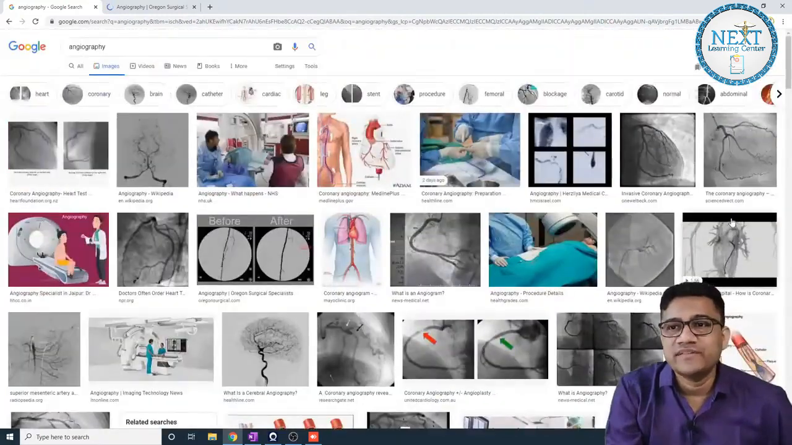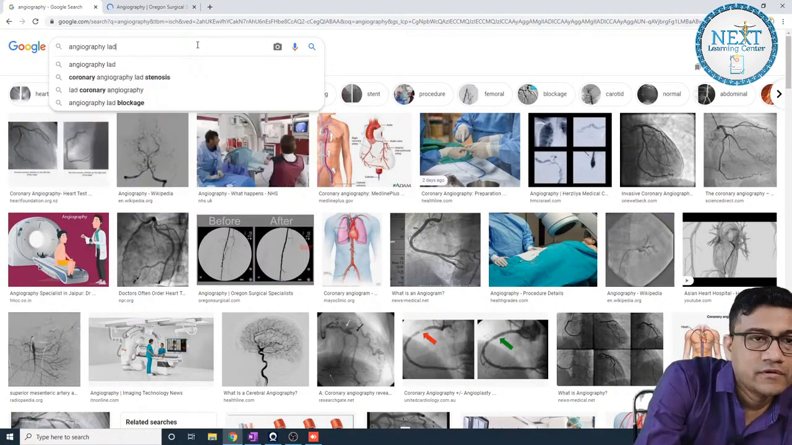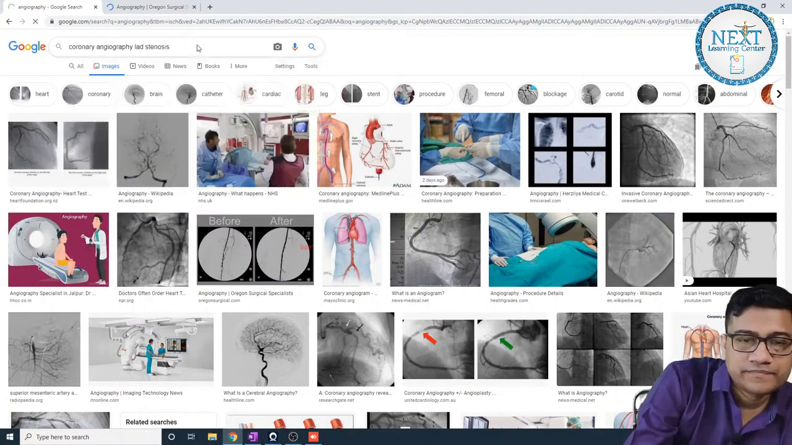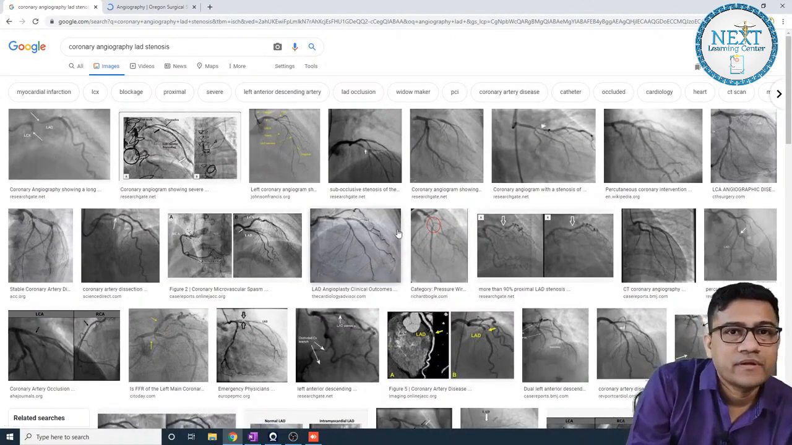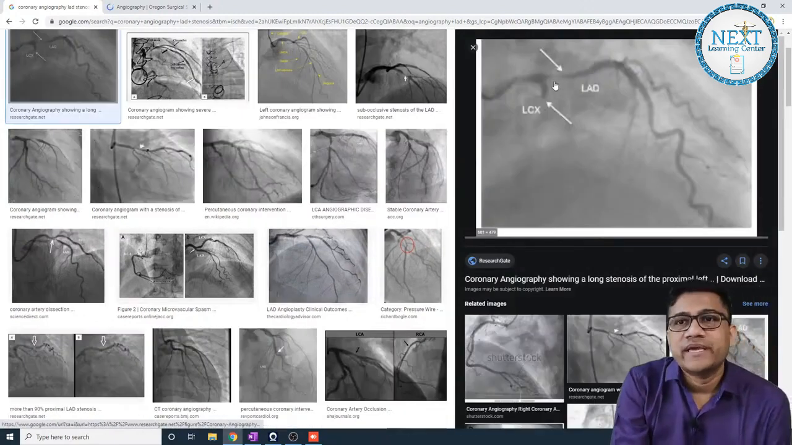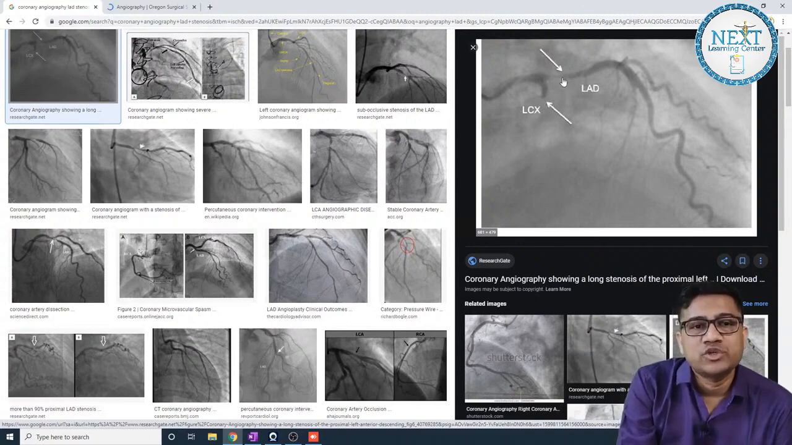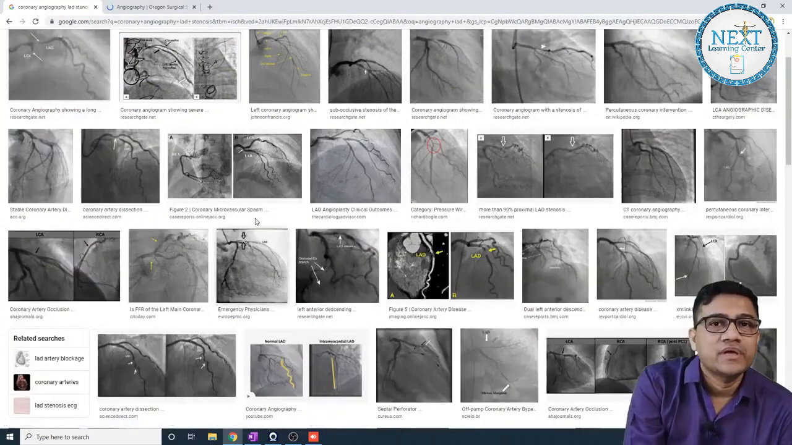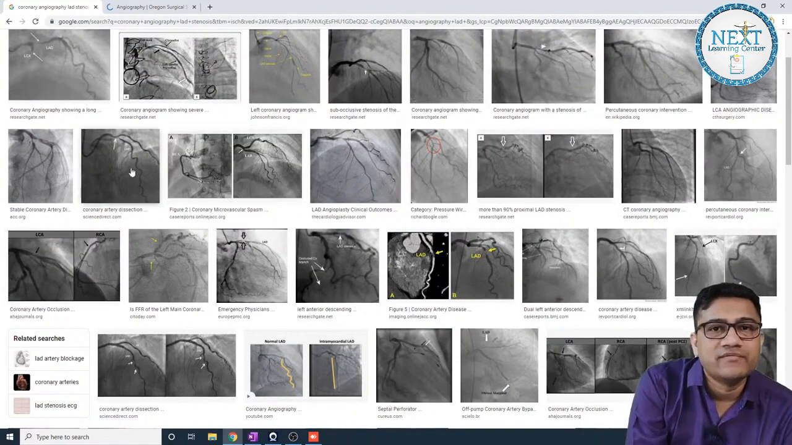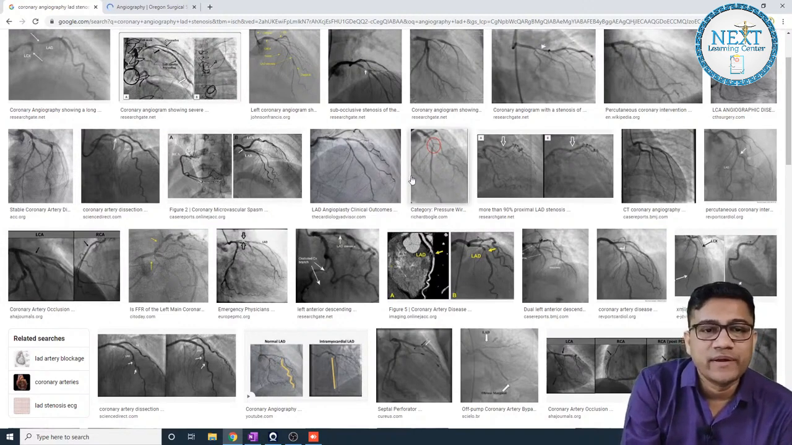In case they give this, you should just say LAD block. So look at this, can you see it's very narrow? This is the circumflex and this is the LAD, you can see it's very narrow, almost obliterated. This is narrow, stenosis, clear? That shows a blockade is occurring here. So you can see any images and you are smart enough to understand whether they are normal or pathological in this case. I hope it's clear, okay, fine.